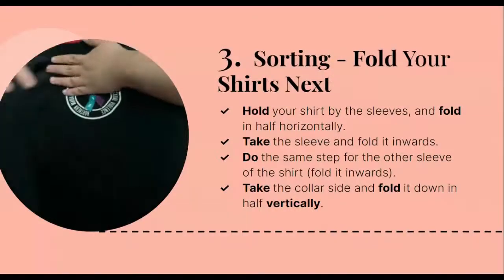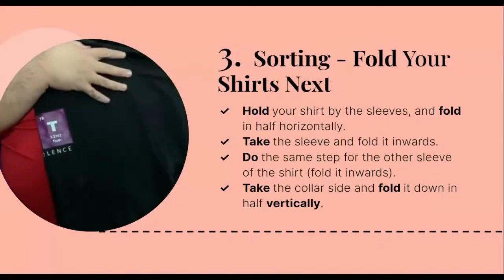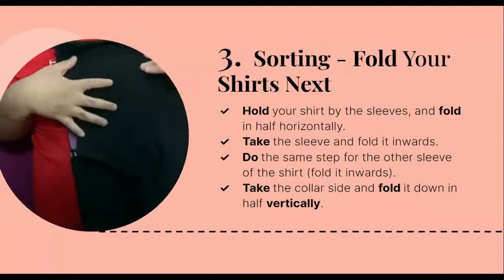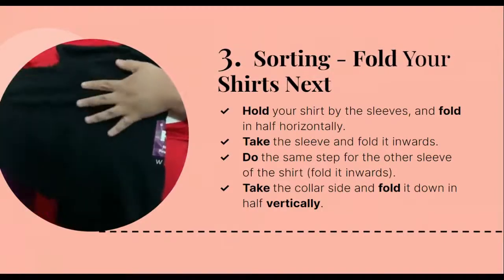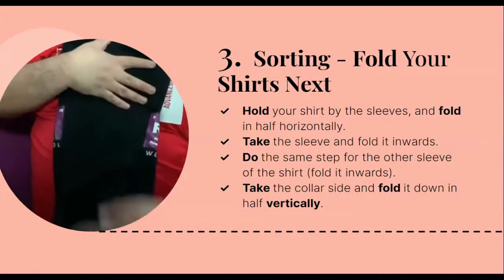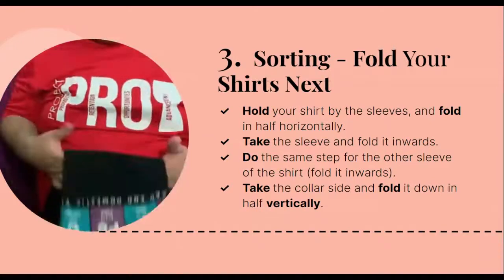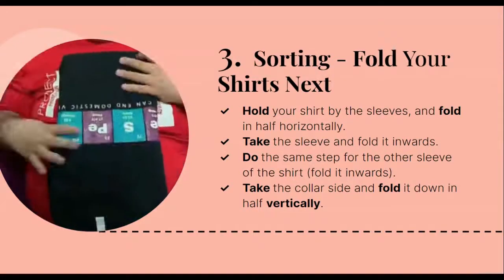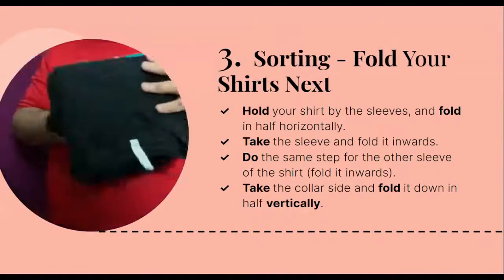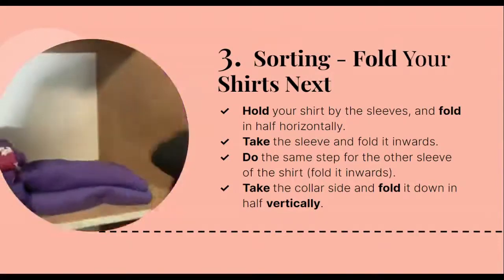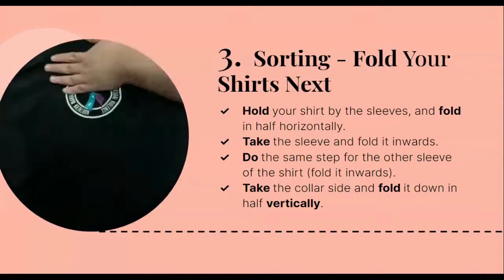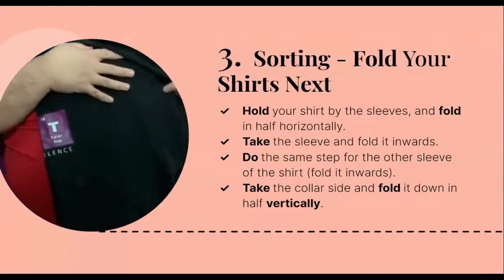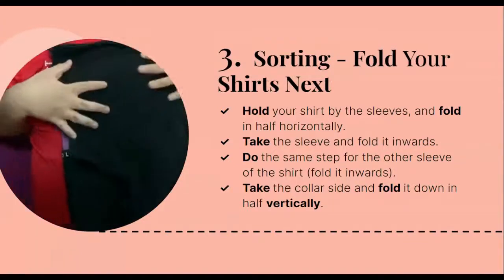So the next step in the sorting process is folding your shirts next, as showcased in step 3. Hold your shirt by the sleeves and fold it in half horizontally. Take one of the sleeves and fold it inwards, and then do the same step for the other sleeve as shown in these pictures. Then take the collar side of the shirt, which is basically the top half, and fold it down vertically in half.